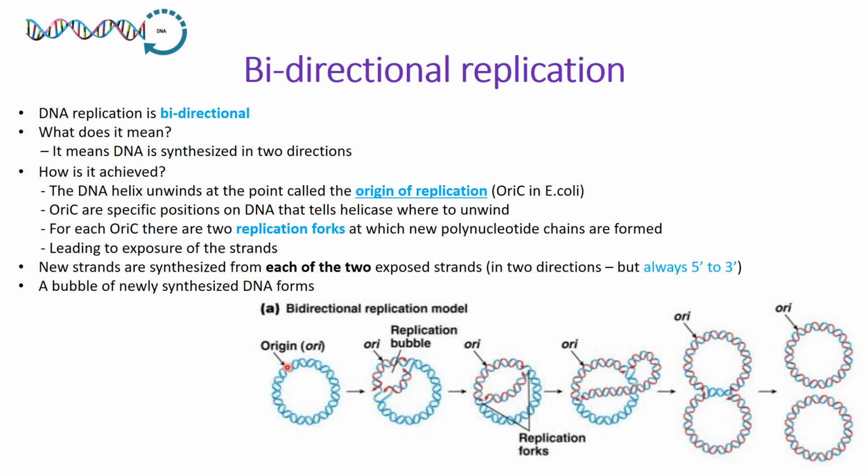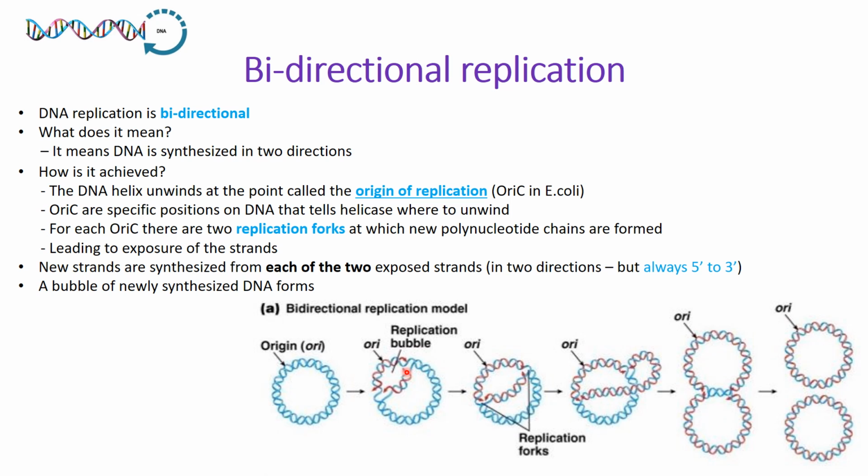So if over here on this figure, this is your origin of replication. For each origin of replication, there are two replication forks. So this is one of the forks, and this is one of the forks. You can see the DNA forks because it splits here. And it's at these forks that the new nucleotide chains are formed.